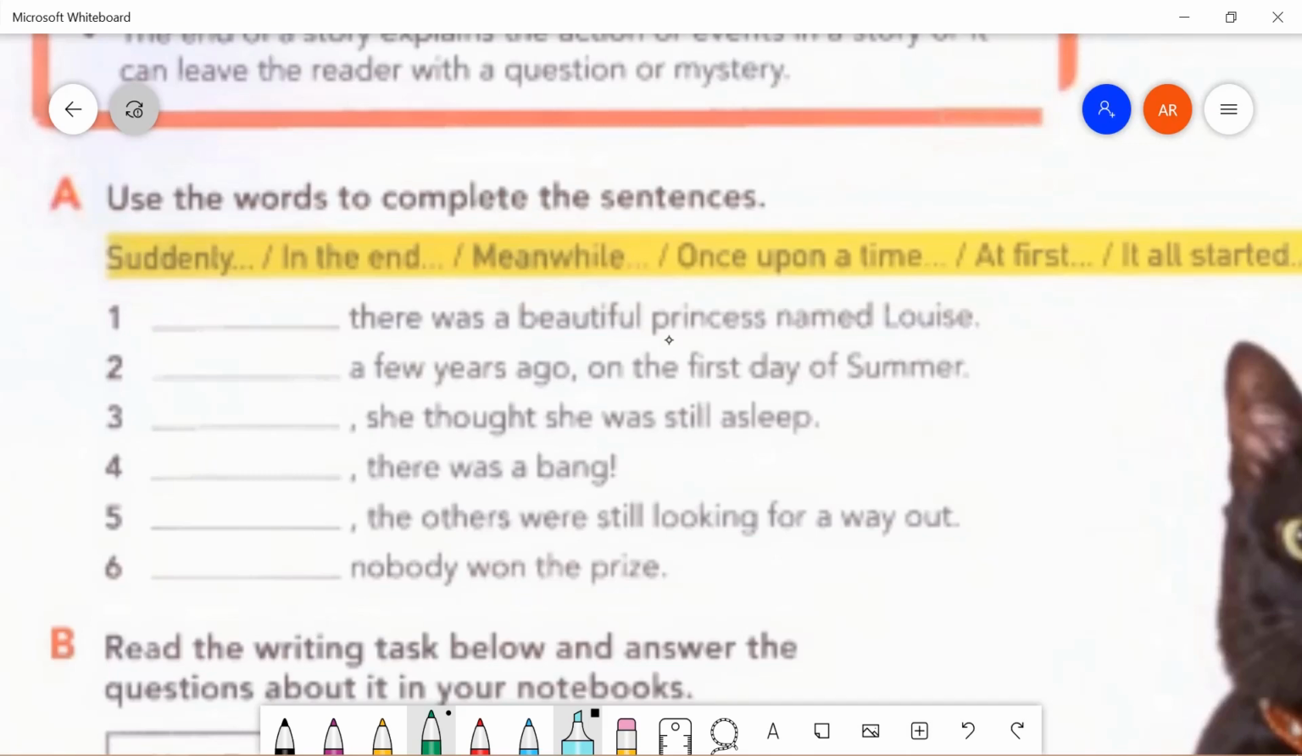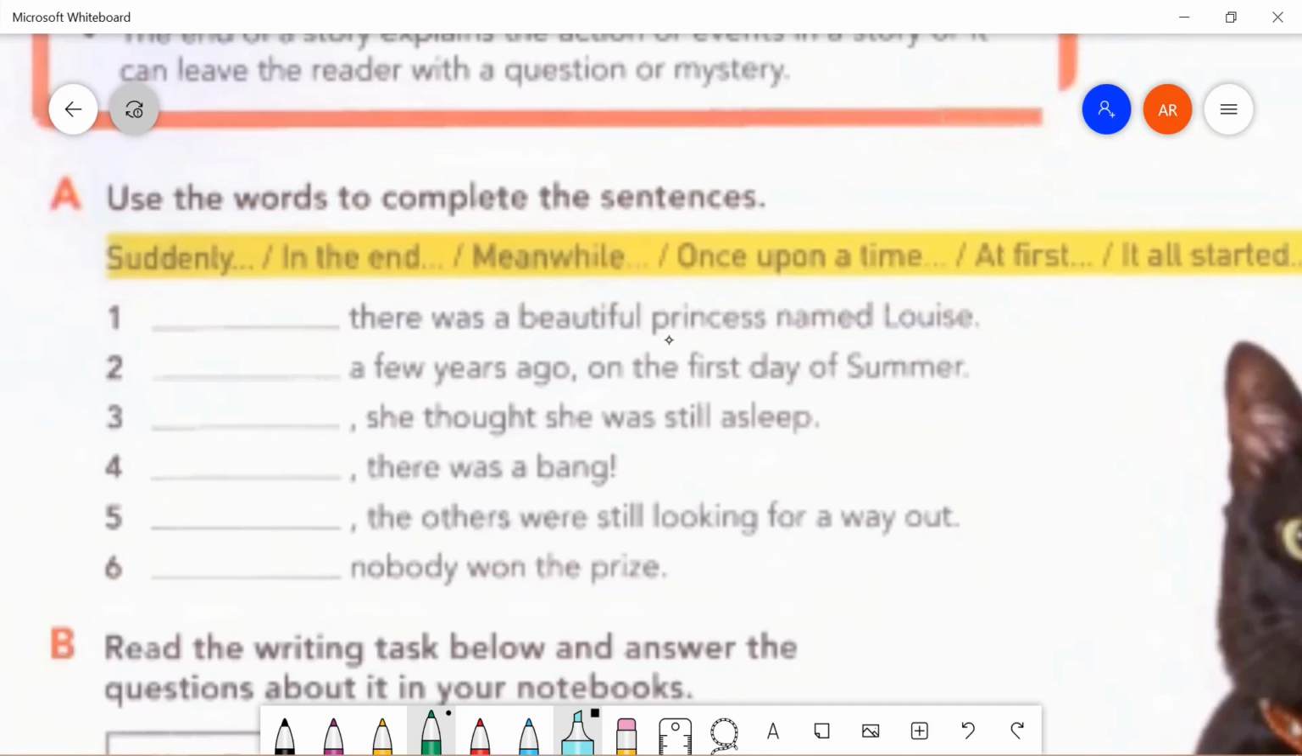Suddenly, let's try the first one. Suddenly, there was a beautiful princess named Louise. Now, in the end, there was a beautiful princess named Louise. Could be, could be. Meanwhile, there was a beautiful princess named Louise. Now, once upon a time, there was a princess called Louise. Right? This one is more suitable. What about the next one?